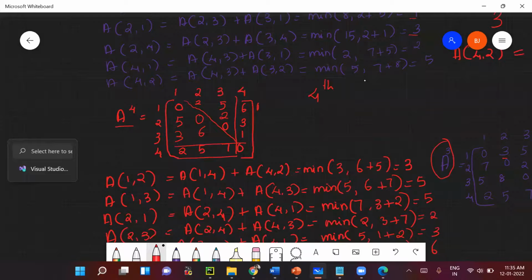Now you will be getting the values for all the cells which are not having the values. So we copied only the 4th row and 4th column and also the diagonal. Whichever is left out, that is A of 1, 2. How will we be getting the value of A of 1, 2? What is A of 1, 2?